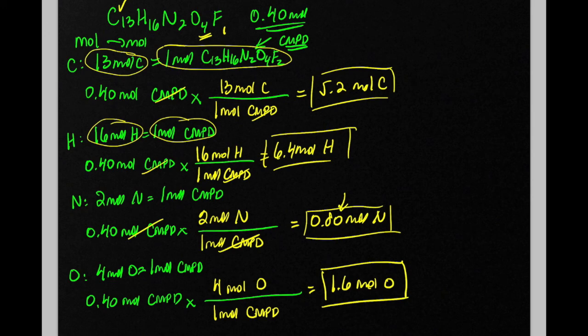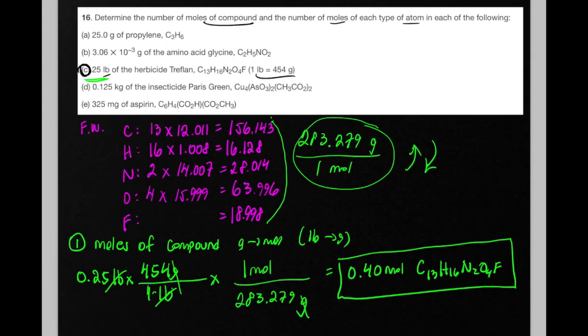Okay. And the formula, there is not a 1 written there. I just added a 1 here. Not sure if you saw that. But there's a 1 right after the fluorine, which means that there's the same number of moles of fluorine as there are compounds. So there's no real math to do here. We could just do it in our head. They're equivalent. So it's going to be 0.40 moles of fluorine because the subscript is 1. So there's no math to do for that one. All right. So those are all the answers for this question here, 0.25 pounds of the herbicide Treflan.